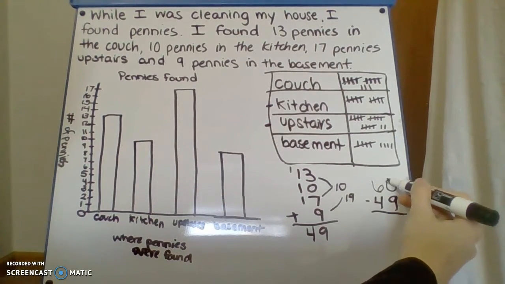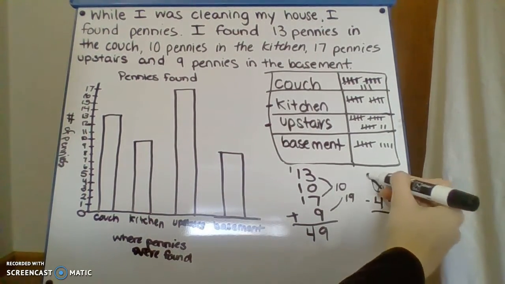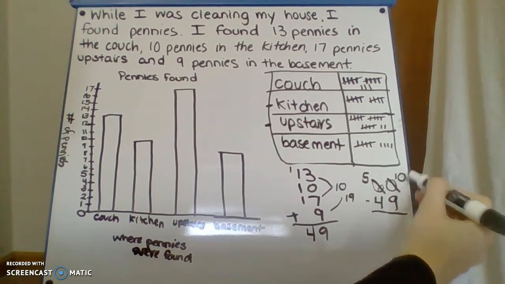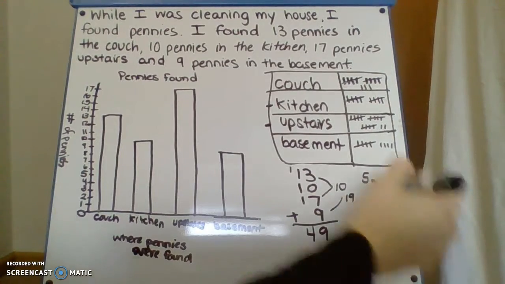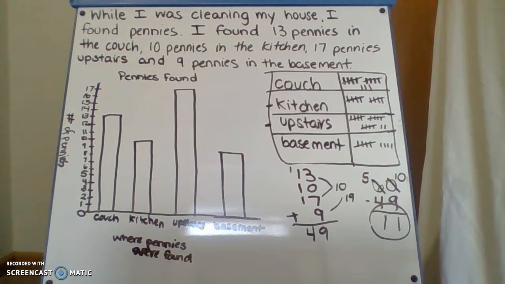Ooh, we get to cross out. Go to your neighbor. 10 minus 9 is going to give you 1. 4 minus 5. So you need 11 more pennies to get to 60. All right, let me switch these numbers so you can have a chance to practice at home.